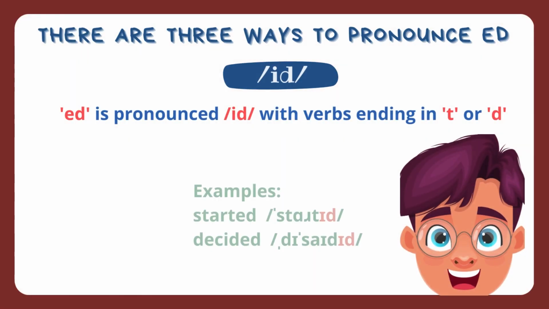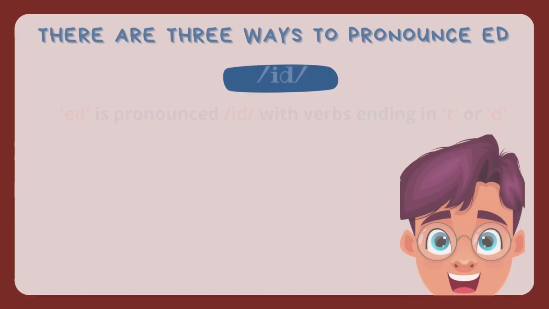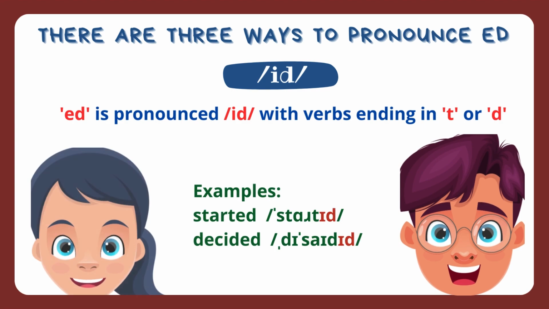There are 3 ways to pronounce ed. ID. Ed is pronounced ID with verbs ending in T or D. Examples: started, decided.